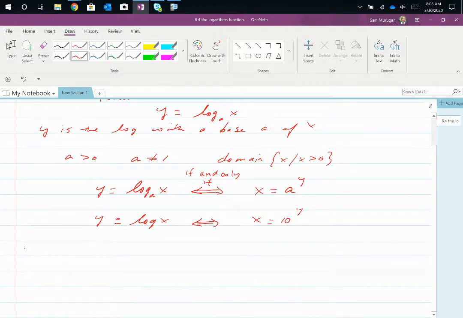If we're dealing with a natural log, y is equal to natural log of x if and only if x is equal to e to the power y, where the base is e. Remember that we previously defined the number e and found it on your calculator. We're just taking an approximation here, 2.72.